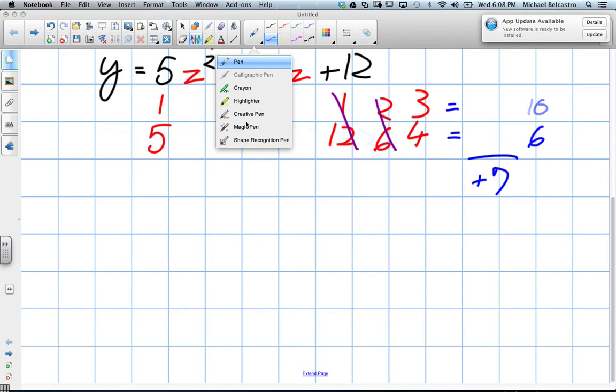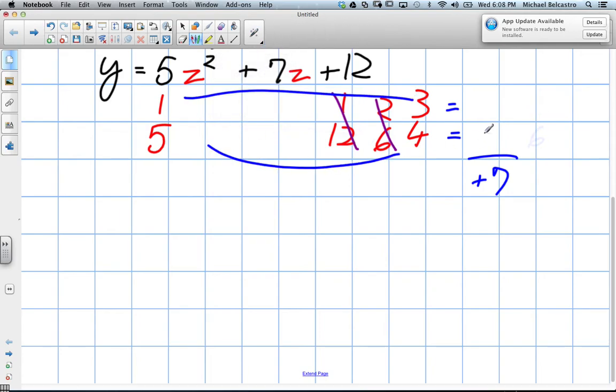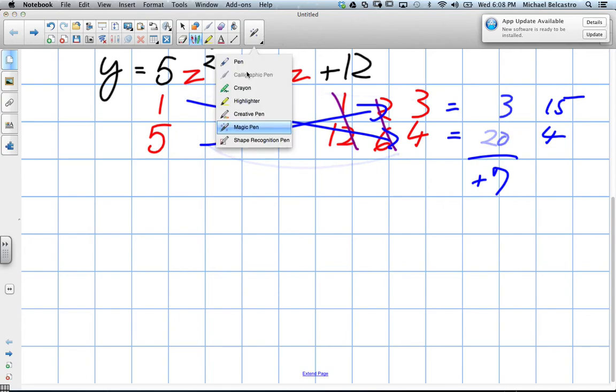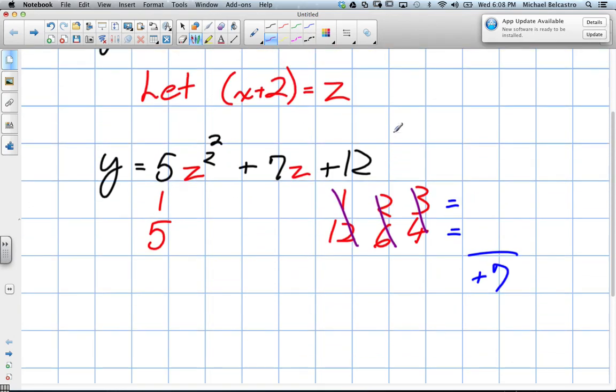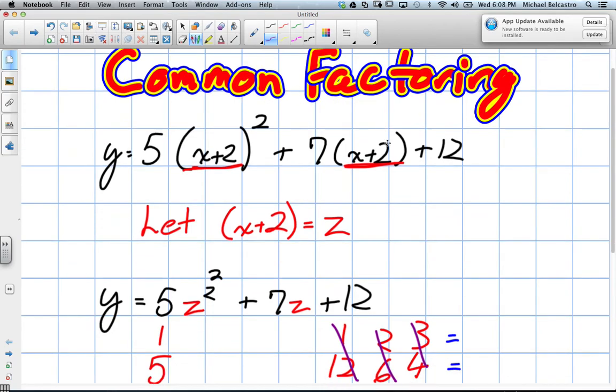And finally, 1 and 3, 5 and 4, that's 20 and 3. Do they make 7? No. 5 and 3 and 4 and 1, that's 15 and 4. Any of these combinations work? No, so nothing worked here. We were unable to factor the trinomial. Now, technically, there'd be something called the quadratic formula, which we'll get into later. But I think really the gist of this, like we wrote at the beginning, is common factoring.